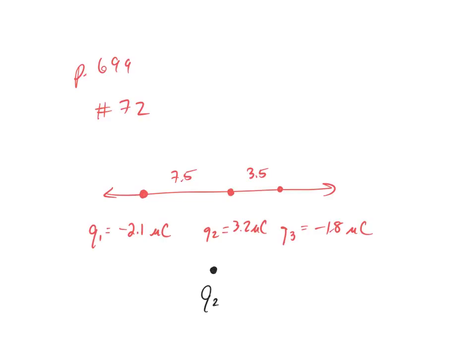Now, why did I put 7.5 and 3.5? He told me 7.5 and 11. But I put 7.5 and I put 3.5. That adds up to 11. So for a problem like this in your problem set, the number 11 centimeters is the object's position on the x-axis. 11 is not the distance between the particles. 11 is the position with respect to the origin.